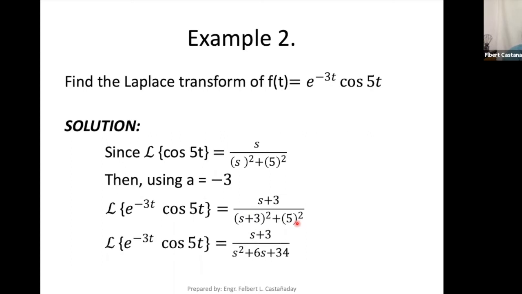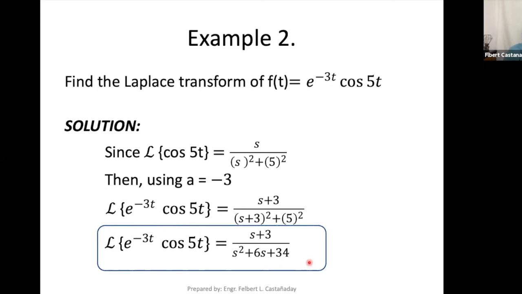Okay, and then finally, we have s plus 3 over s squared plus 6s plus 34. So why s squared plus 6s plus 34? We expand this factored form. So we have the square of the first term, so s squared, twice the product, so 2 times 3, 6 times s, so 6s, and then square the last term, so we have 9 plus 25 is equal to 34. That is our final answer for example number 2.